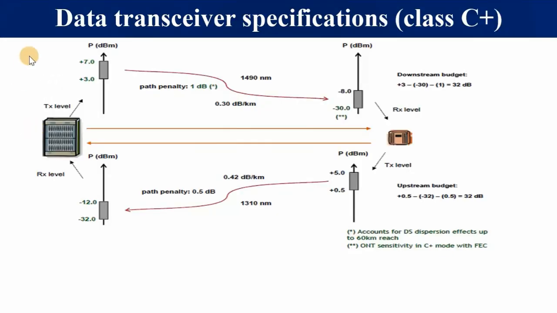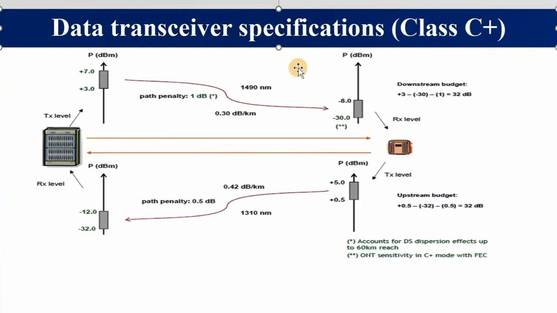Please take note. Normally, when we are talking of a transceiver, we are talking of a device that contains a transmitter and a receiver. So we are now going to consider a class C plus laser, and we are saying from the OLT, maximum transmit power 7 plus dBm, and the minimum transmit power is 3 plus. So we are looking at a power budget of 32 dB in the downstream direction and 32 in the upstream direction. Our penalty is 1 dB, 0.3 dB per kilometer, minimum receive power minus 30 dBm. So it ranges from there to there.